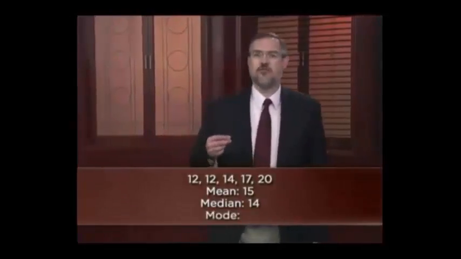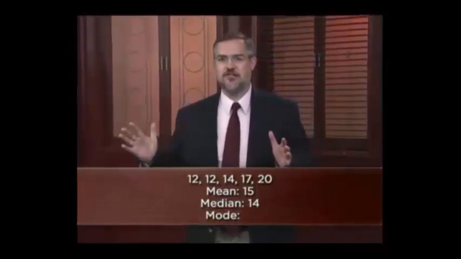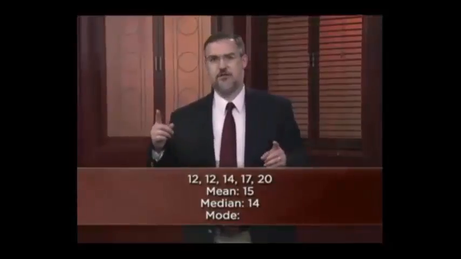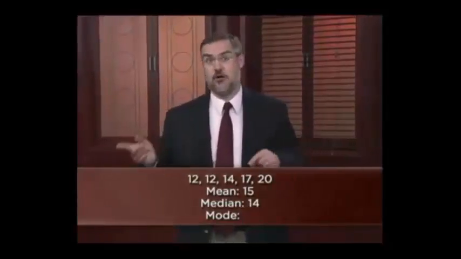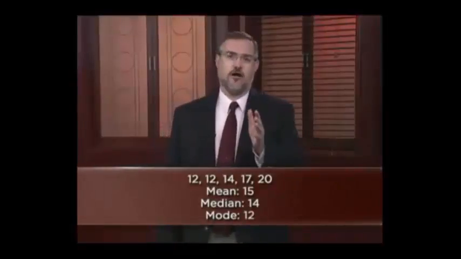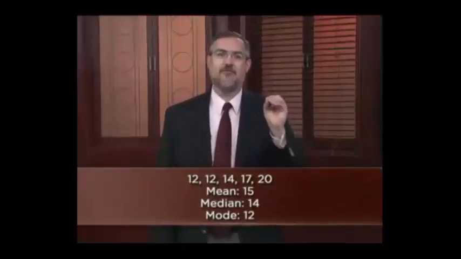Now, let's find the mode. The mode is going to be the number that appears most often in the list. Now again, this is easy to spot once you've written the list in sorted form, either from the smallest to the largest or from the largest to the smallest. In our case, the mode is 12, because in this example, 12 appears twice and every other number in the list appears only once.